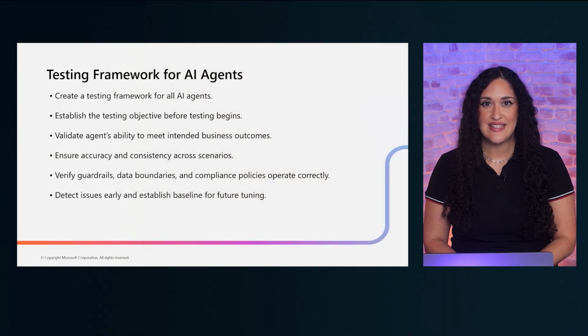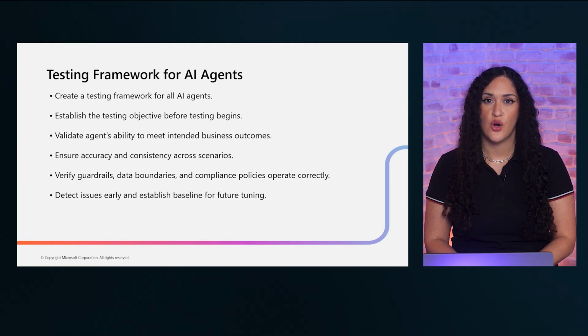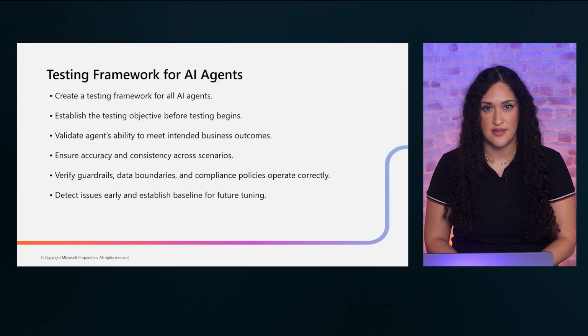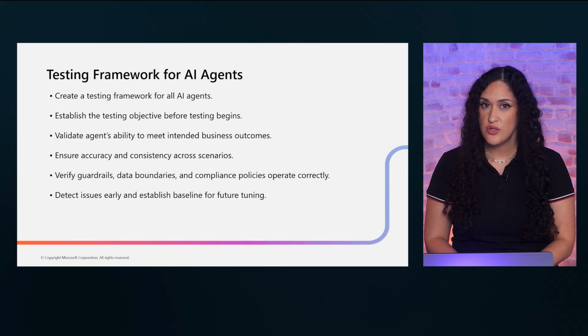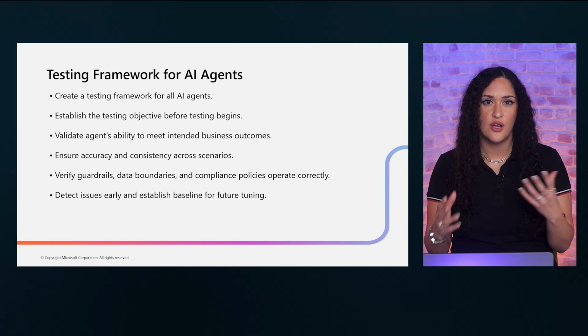Every AI agent needs a testing framework, no exceptions. Before you write a single test case, define your testing objective. Ask yourself, does this agent meet its intended business outcome? Is it accurate and consistent across different scenarios? Are the guardrails, data boundaries, and compliance policies actually working? The goal is to detect issues early and establish a performance baseline you can tune against over time. As a best practice, treat this framework as a living document. Agents evolve, business requirements shift, and your testing framework should evolve right alongside them.